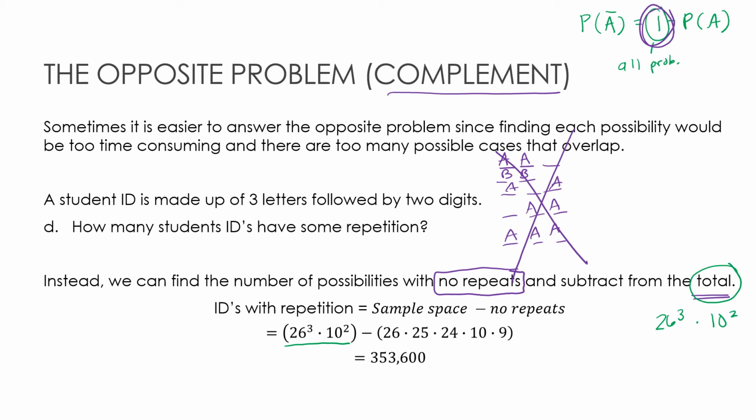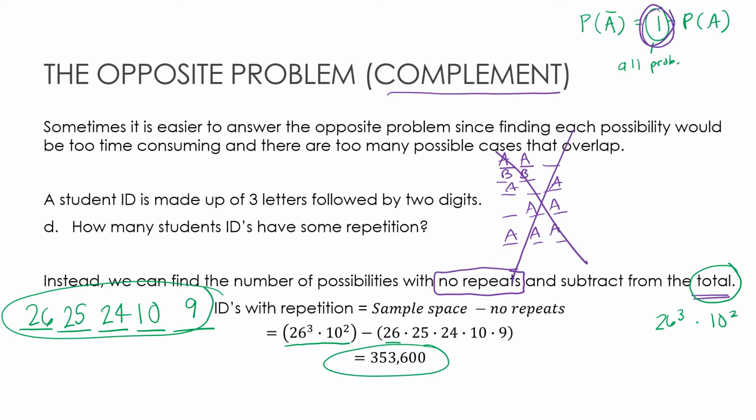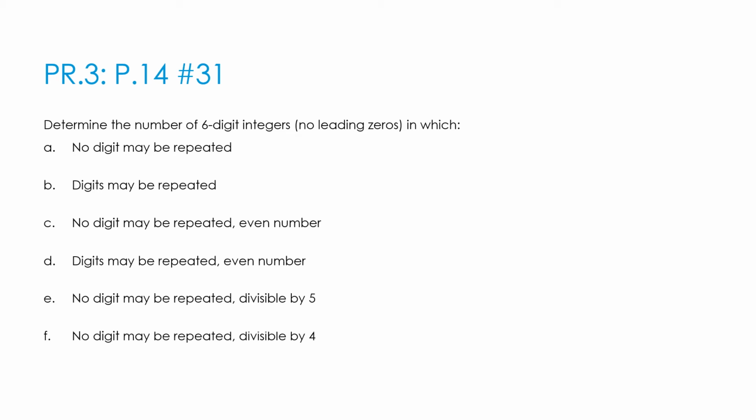The no repeats is obviously a little bit harder, so I'm going to say there are 26 options for my first letter. I can't repeat, so that's 25. I can't repeat either of those, so that's 24. And then again, we have 10 for the first digit, but I can't repeat that digit, so there's 9. So again, this was an answer to a previous problem that we did, as was this. And notice now I'm just subtracting the 2 to find my total answer of 353,600. So let's take a look at this last question.